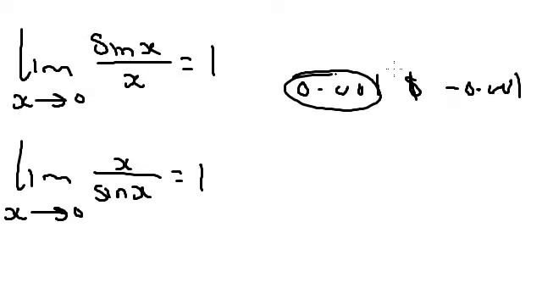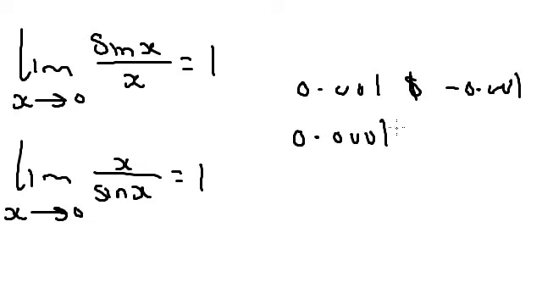Notice that both of these are approaching 0. This is approaching 0 from the left hand side, while this is approaching 0 from the right hand side. So we are going to repeat the same process for 0.0001, as that is much smaller than the previous value, and repeat the same thing for negative 0.0001. So let's see what will happen.